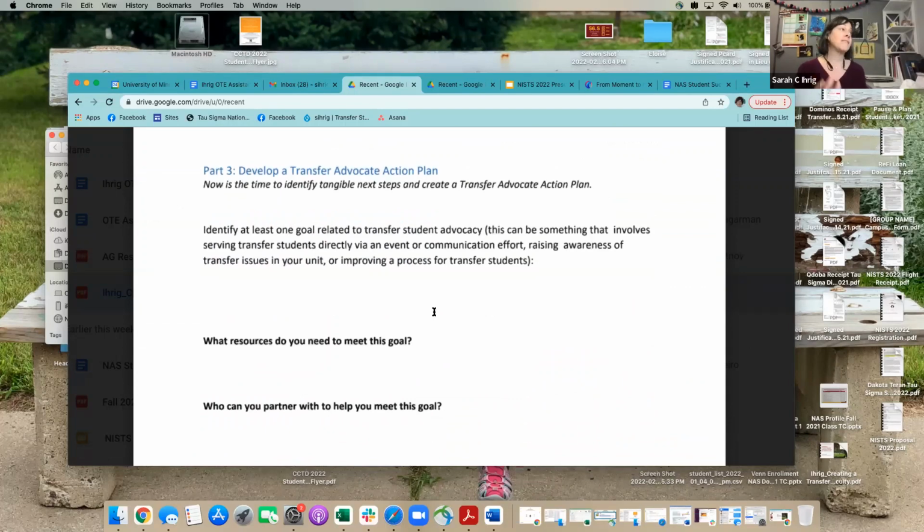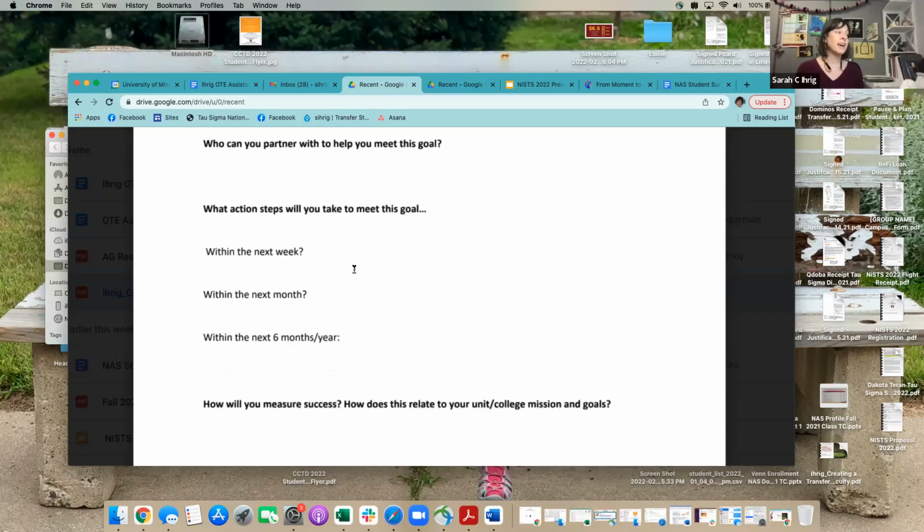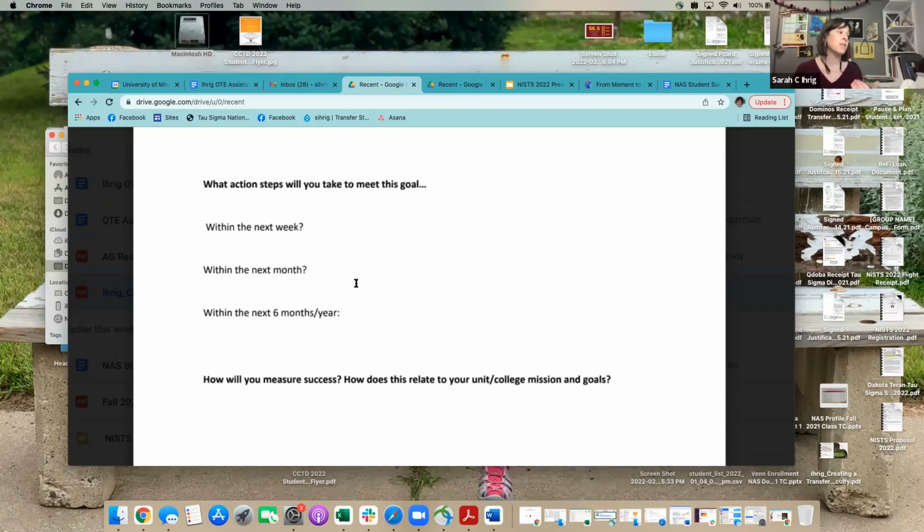And then I asked them to develop a transfer advocate plan of their own. And again, at this point, this is 15, 20 minutes, so we're just getting the ball rolling here. I get them into small groups to talk about this as well. But I want them to identify one goal related to transfer student advocacy, and then think about the resources they need to meet this goal, who they can partner with, the action steps they will take in the short and long term to meet this goal, and then how they're going to measure success of this initiative.